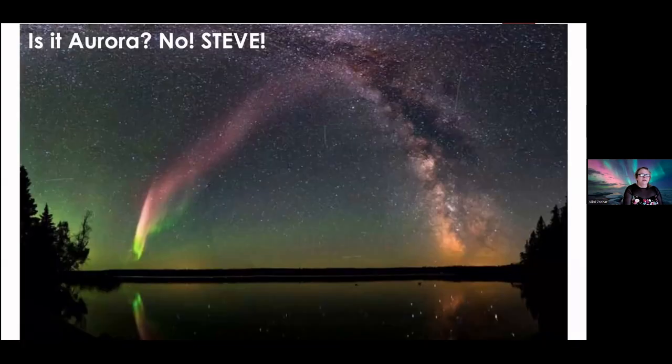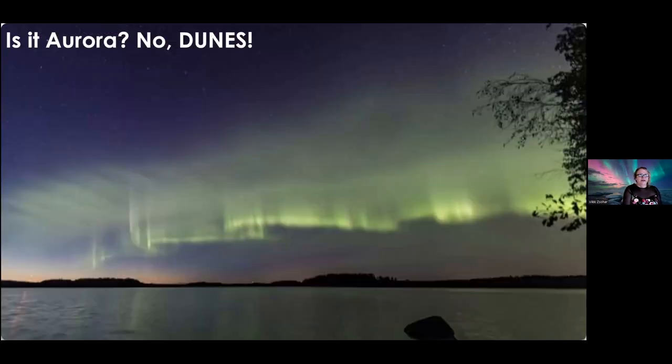The next one. Okay, so you can see it is also Steve, that purple streak. Okay, is it aurora? No, dunes. They are dunes. What are dunes? The dunes are rare atmospheric gravity waves called mesospheric bores. I don't understand scientifically what mesospheric bores are, but they are kind of gravity waves.